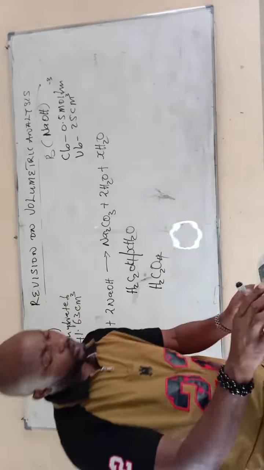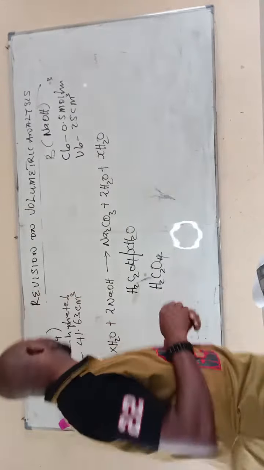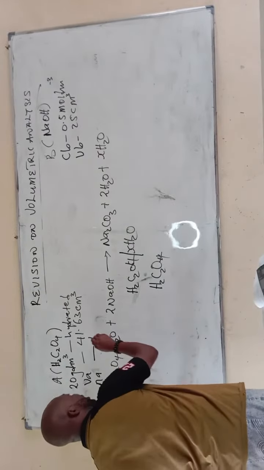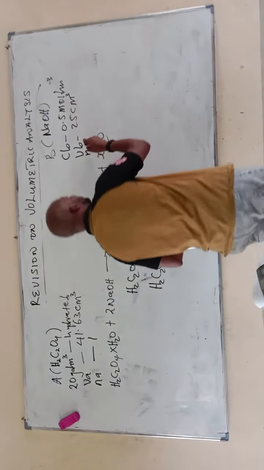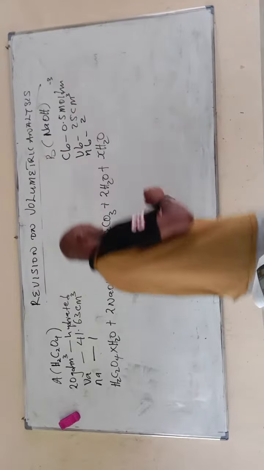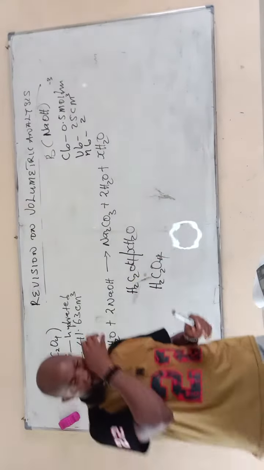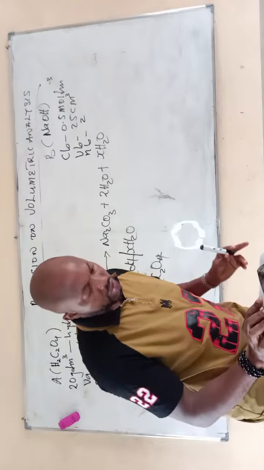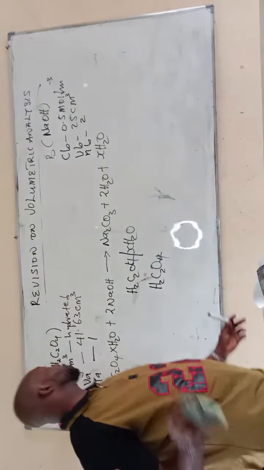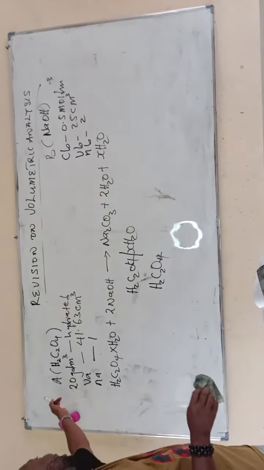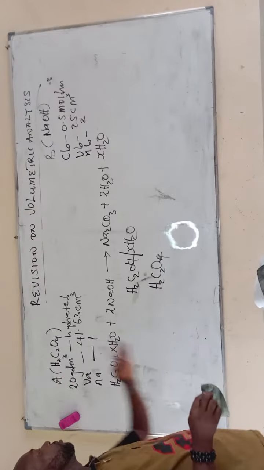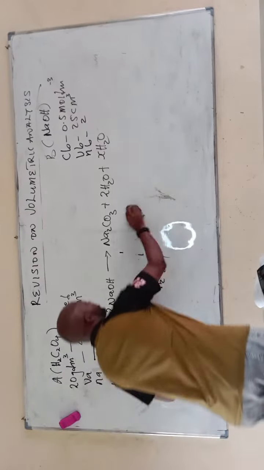All right, let's see what the question says. Na here is 1, Nb here is 2. Okay, let's solve now. Question: concentration of A in mole per dm cube. We want to calculate the molar concentration of the acid in mole per dm cube.